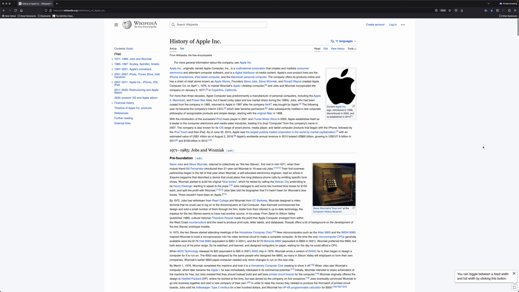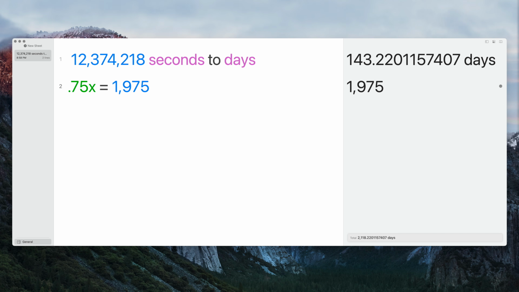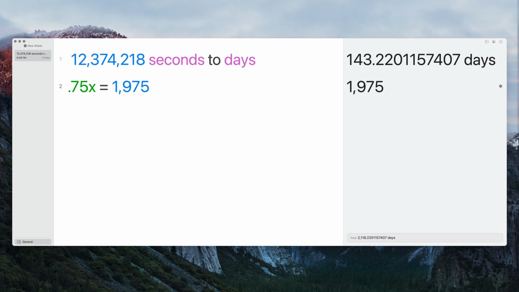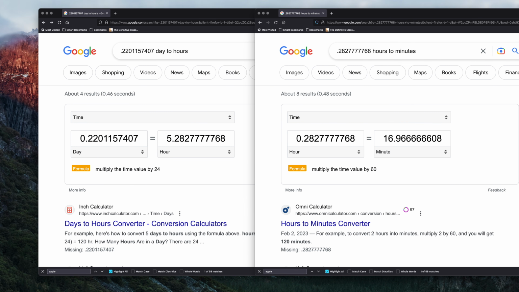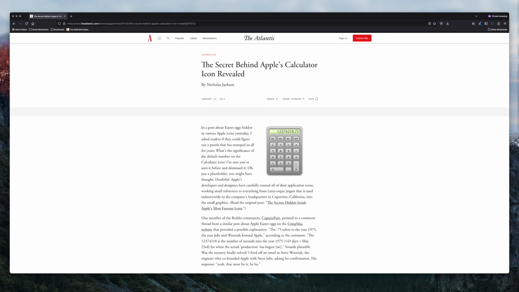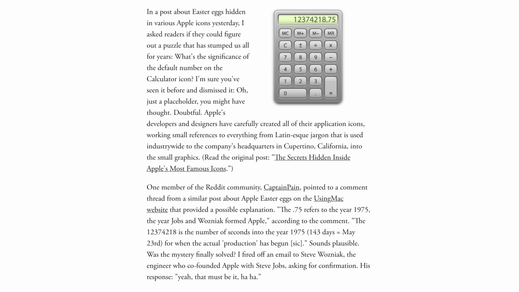Except there's a few things that just don't add up here. 1237418 seconds is not a clean division. That comes out to 143.22 days, or 5:16 a.m. on May 23rd. And I could not find any references to this date in Apple's history, not at least with cursory internet searches. While this is a pretty inventive guess, I just don't think this is correct.